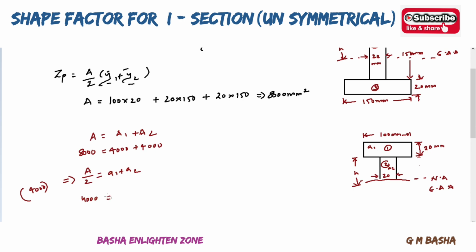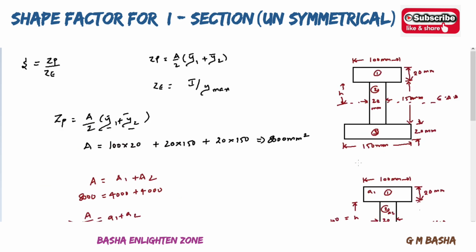So like this I am solving. 4000 will be equal to A1, which is 100 into 20, plus A2, where we don't know the height, therefore taking 20 into h. If you simplify you will get the h value directly here. How much will h be? 100 mm. Based on this we know that in the overall I section the equal area axis lies at a distance of 100 from this web part. In the overall 150 web, it is at a distance of 100. So the bottom will be 50.